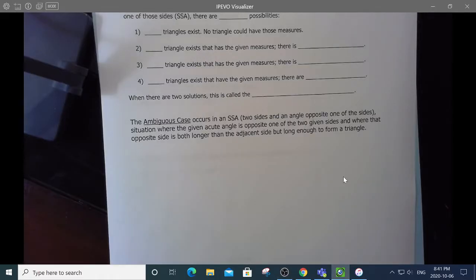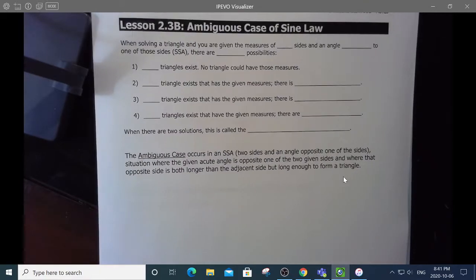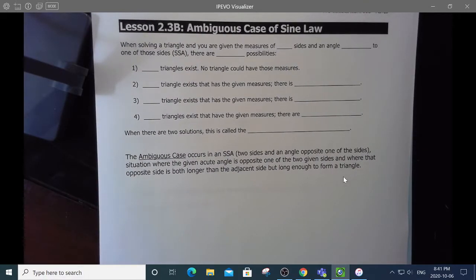Hey there everybody, this is another video for my 30SH Pre-Cal Honor students, and we are in the second part of lesson 2.3 in the Trigonometry Part 3 T3 outcome, and this is the ambiguous case of the sine law.